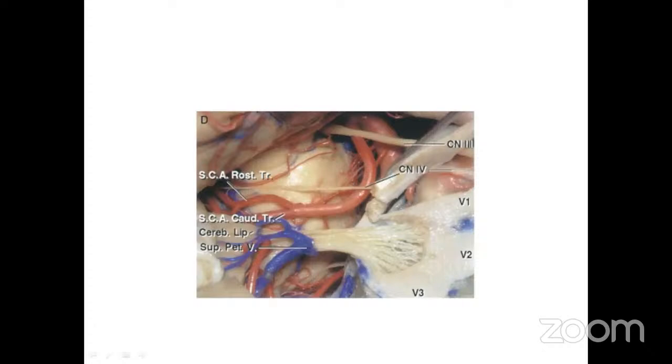This is another enlarged view showing the three divisions of trigeminal nerve along with the superior petrosal vein and both the trunks of superior cerebellar artery, the rostral trunk and the caudal trunk of superior cerebellar artery.